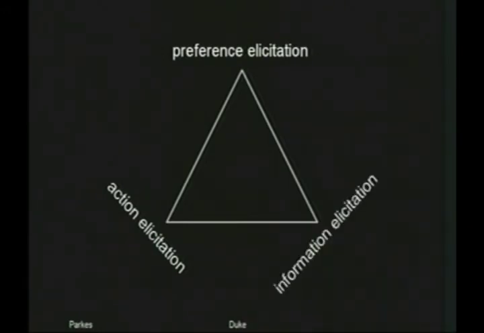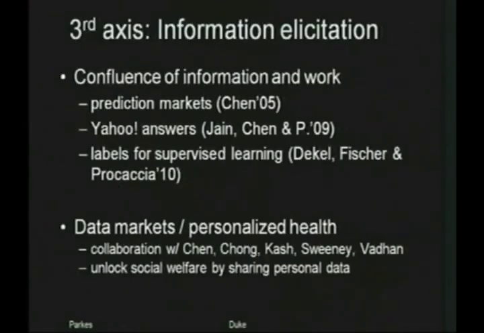And then just one other thing I wanted to point out, I think about this as being a little bit different, which is information elicitation, collecting knowledge from people, rather than collecting preference information, collecting opinions about things. So this third axis is this information elicitation axis, where the work that participants are doing is providing information or knowledge. And you could think about things like prediction markets, things like Yahoo Answers, things like collecting labels for supervised learning. Ariel Procaccia and Felix Fischer have done some of the leading work on this.